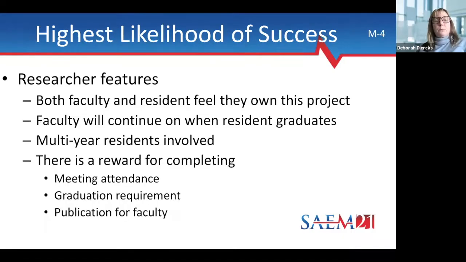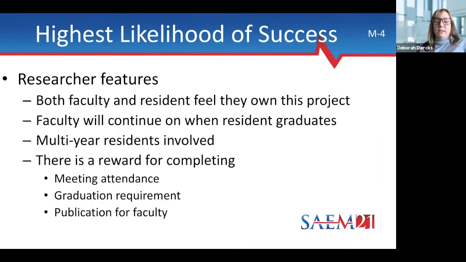Next slide. So I think some of the ways to have a high likelihood of success are that both the faculty and the residents need to feel like they own the project. We've already talked about it before. Residents are passionate and engaged when they actually care. To have a resident put on a project just because they're checking a box and have no interest in it is destined for failure, because no one's going to be interested in continuing. I think it's also important for faculty to be invested in the projects, because when the residents graduate, the faculty can continue.